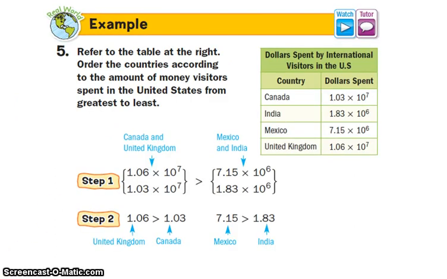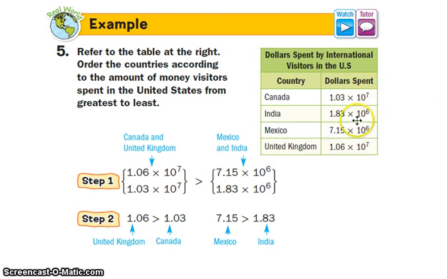Alright. The last thing they're going to do is have you compare numbers in scientific notation. Very easy to do. They want you to put the countries in terms of dollars spent from greatest to least, so the biggest one first. Look at your exponents. The numbers with the bigger exponents are going to be bigger numbers. So let's compare the United Kingdom first to Canada. Okay, they both have an exponent of 7. So now let's compare 1.03 and 1.06. Well, 1.06 is bigger, so the UK is going to be first, then Canada.